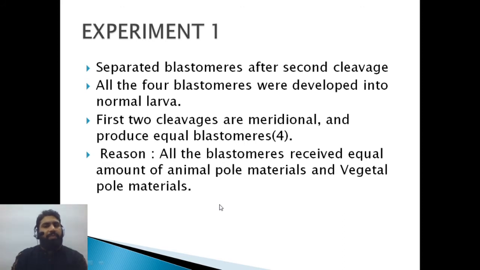So for the development of an embryo, we require both animal gradient and vegetal gradient. If a blastomere is getting both animal gradient and vegetal gradient, then that cell will be developing in its full manner, into the full structure. So one thing is clear. But we have to confirm this. Is the thing very clear or not? We have to confirm this.